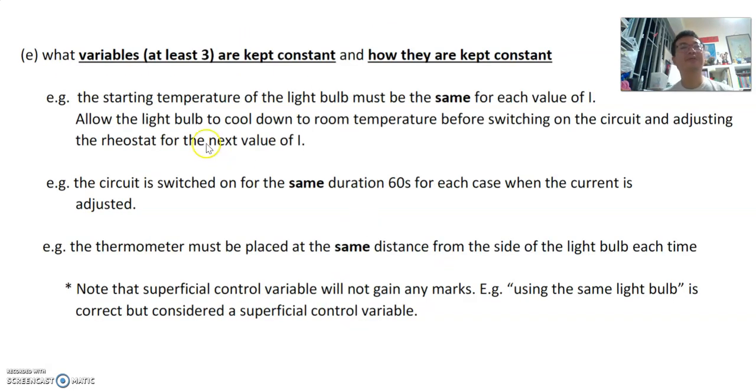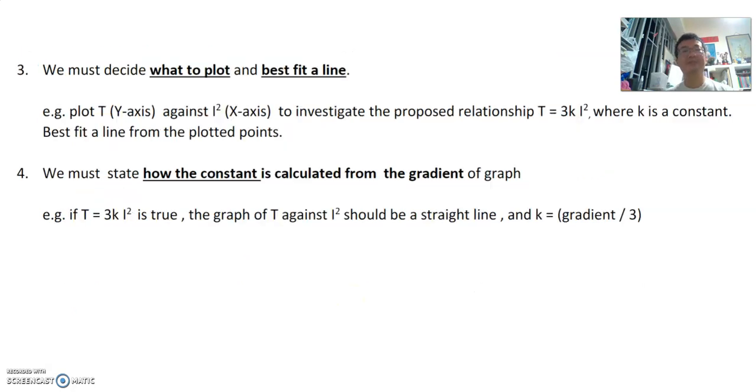All right, what variables will be kept constant? Again, please note that a superficial control variable is not accepted, like using the same marble in the SLS assignment is not allowed. It must be something more intellectual, and you have to describe how they are being maintained and the same throughout. All right, so this is 1 mark.